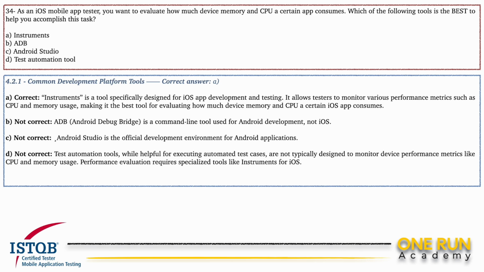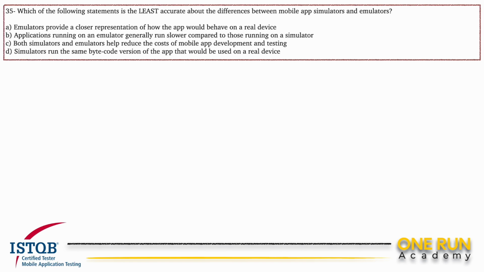Very well. Let's encounter question number 35. Which of the following statements is the least accurate about the differences between mobile app simulators and emulators? A. Emulators provide a closer representation of how the app would behave on a real device. B. Applications running on an emulator generally run slower compared to those running on a simulator. C. Both simulators and emulators help reduce the costs of mobile app development and testing. D. Simulators run the same bytecode version of the app that would be used on a real device.